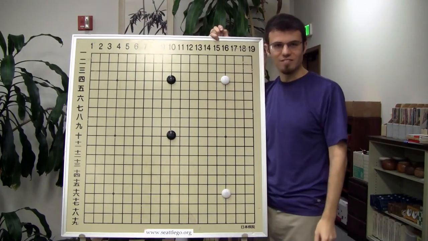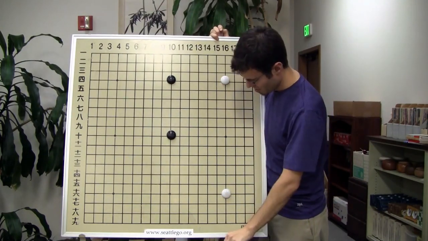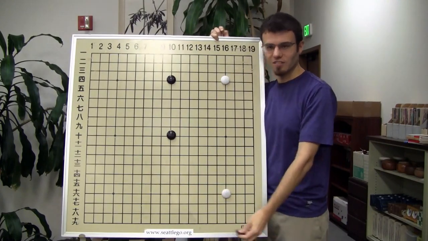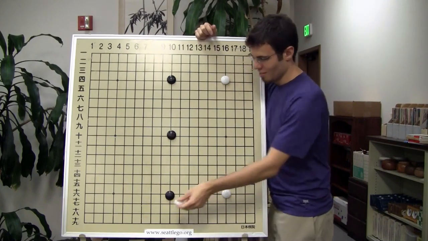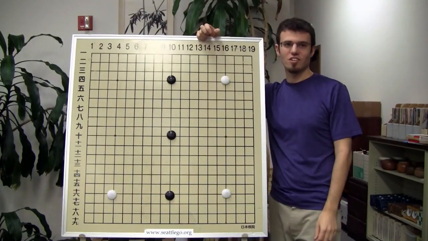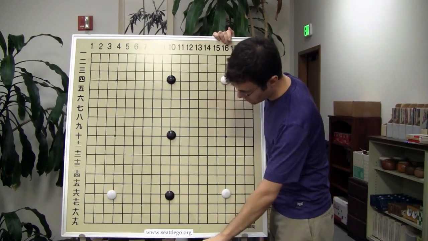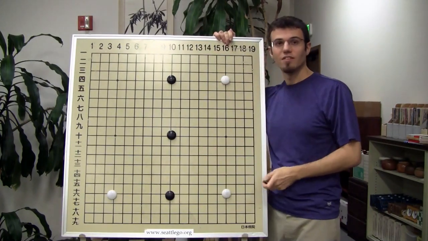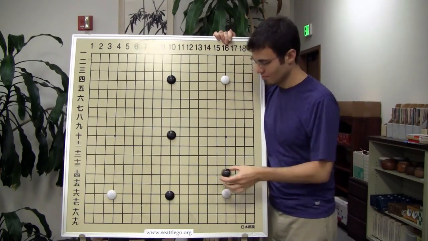So white plays over here. And black goes, aha! You might build a five space extension this way. And white does something silly like this, takes another corner, just following traditional opening theory. So black says, you know what? I need to put some pressure on you. It's at the time of the game where we need to start applying ourselves.